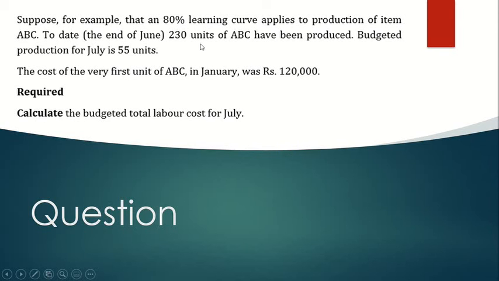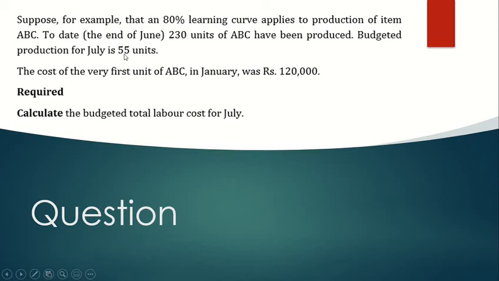We can find at that point, which means at 285 units, what will be the cumulative average time and what will be the total time. So at 285 units, what will be the total time? At 230 units, what will be the total time? So we can get the difference. It will be the actual cost for July, which means the cost for these 55 units.